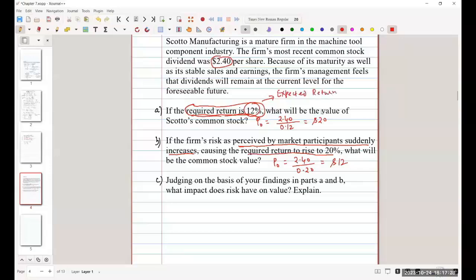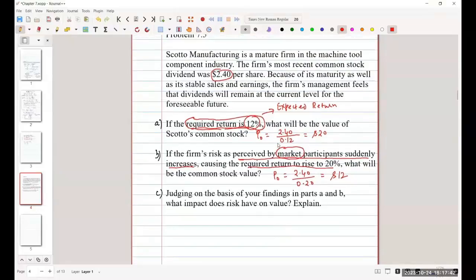People generally feel the market is comprised of many people. The market generally feels that for a company which has characteristics similar to Scotto Manufacturing in this case, for similar companies, depending on how risky they are and what state of maturity they are in, it might be reasonable to expect an earning of 12% from such companies, because 12% return would be sufficient compensation for the risk that has to be undertaken to hold a share of common stock.